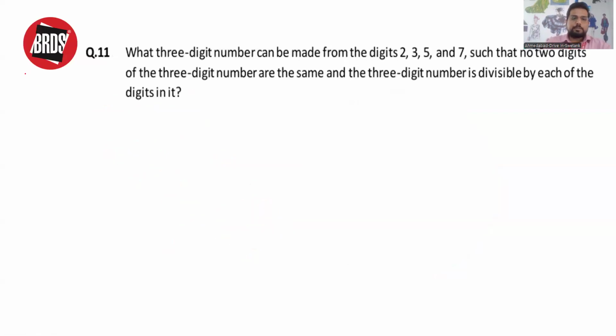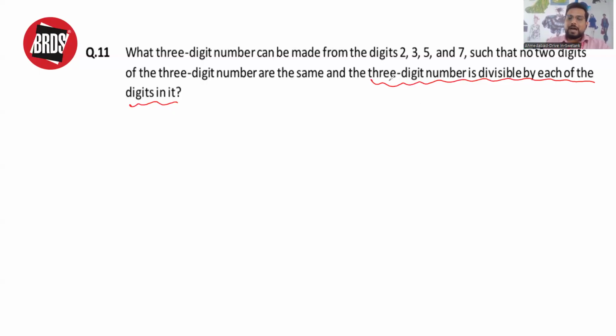What three-digit number can be made from the digits 2, 3, 5, 7 such that none of the digits of the three-digit number are the same? That means all three digits should be unique. And also the three-digit number is divisible by each of the digits in it. This information is also very important for me. Definitely it is a three-digit number, that's not a big concern. We know through permutation and combination we could get the answer, but the constraint given here is very important because it is going to help guide the answer for this question.